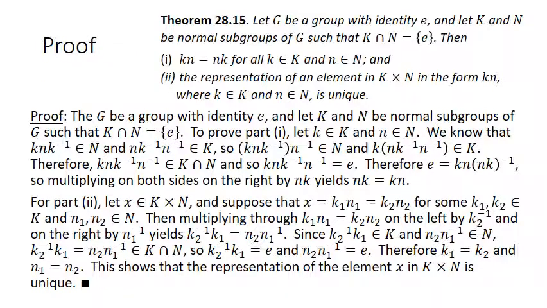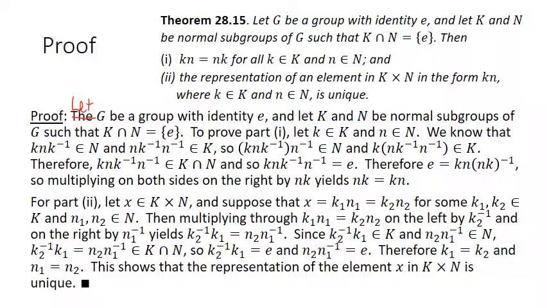Okay, so here is the proof. So this is supposed to be "let", so yay, we found a typo. So let G be a group with identity e, and let K and N be normal subgroups of G such that their intersection is only the identity. So to prove part 1, let little k be in big K and little n be in big N. Then we know the following.